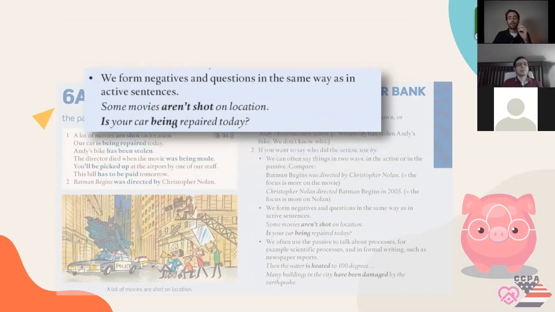Good. Then let's remember how to form negatives and questions. To make negatives, what we need to do is transform the verb part into a negative.